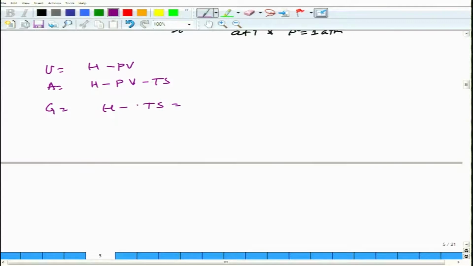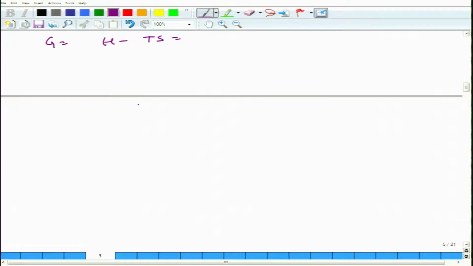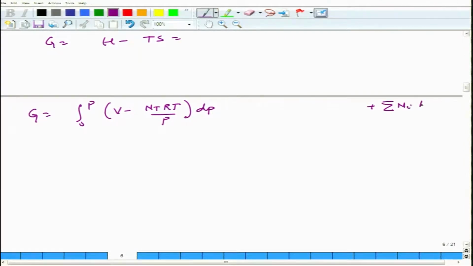Now, I can write this more explicitly because I will be using this G expression in calculating chemical potential. So, let me write down what would be the G. G is nothing but H. First I am going to write this H, integral from 0 to P of V minus NT RT divided by P, and the other term, which is Ni Hi0, will come somewhere here, plus this Ts term.